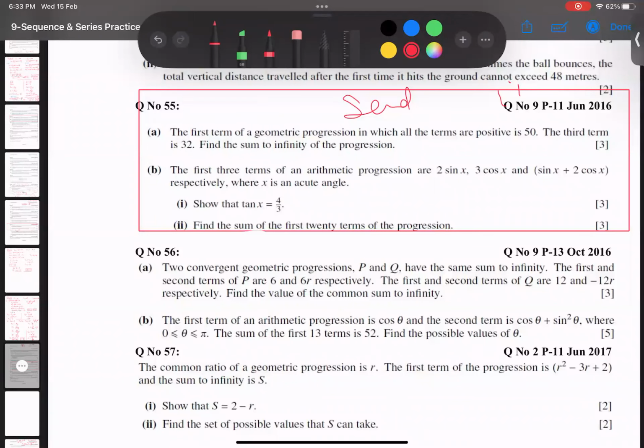The question is June 16, 11 variant, question number 9. The first term of a geometric progression in which all terms are positive is 50. He mentioned all terms are positive. The third term is 32.